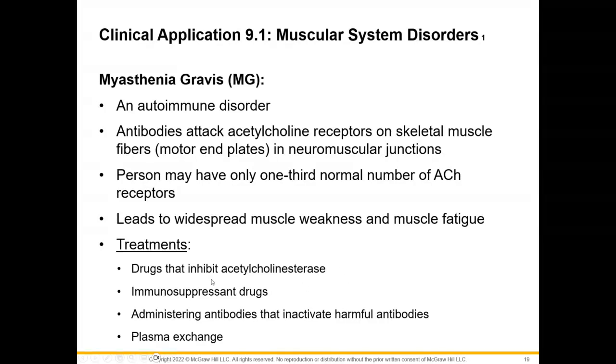There are treatments for it. There are drugs that inhibit acetylcholinesterase. That's an enzyme that breaks down acetylcholine normally. There are also immunosuppressant drugs. You can administer antibodies that inactivate the harmful antibodies. And then there's plasma exchange.